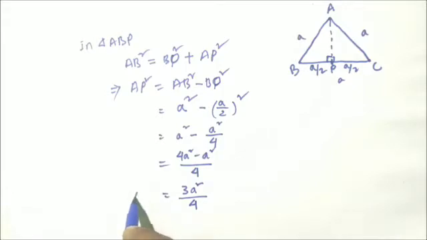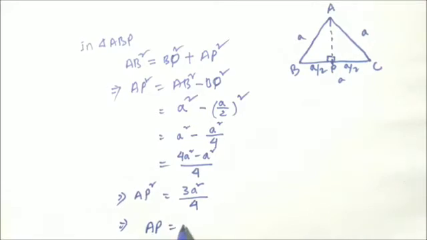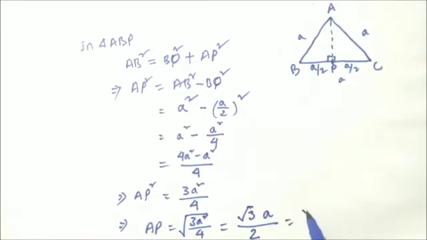Now it was AP square only, right? We need AP, so we need to take the square root. If you take the square root, then it will be root 3 a by 2. So the formula is root 3 by 2 a, where a means the side. So the height is root 3 by 2 into side.